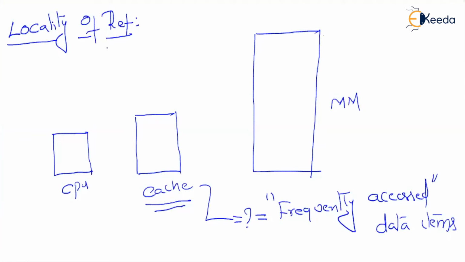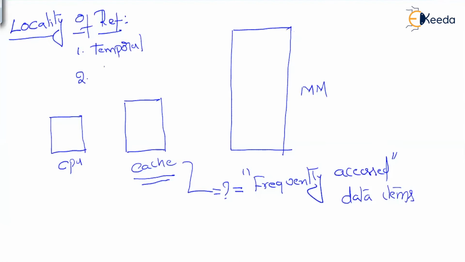In a nutshell, there are two kinds of locality of reference: temporal locality and spatial locality. Now understand what temporal locality is and what spatial locality is.